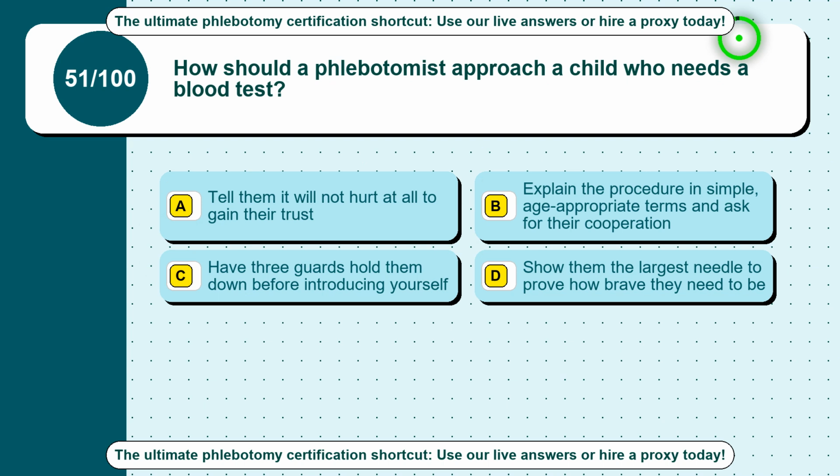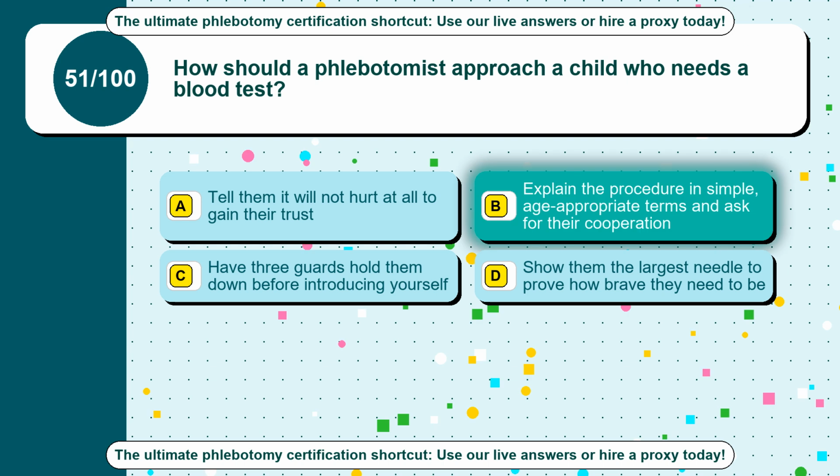Question 51. How should a phlebotomist approach a child who needs a blood test? Option A. Tell them it will not hurt at all to gain their trust. Option B. Explain the procedure in simple, age-appropriate terms and ask for their cooperation. Option C. Have 3 guards hold them down before introducing yourself. Option D. Show them the largest needle to prove how brave they need to be. The correct answer is option B.